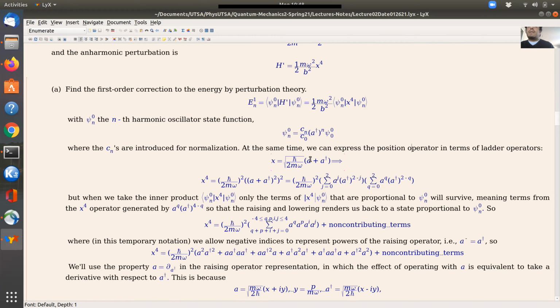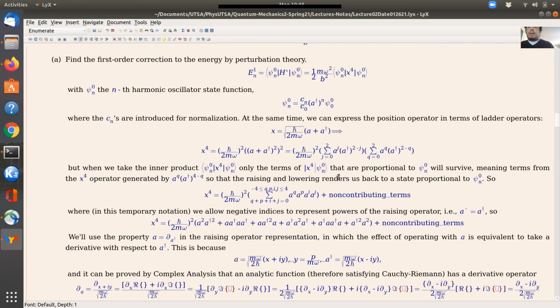This you already know. If you add the lowering operator with the raising operator, and then you have the factor, you can get x. So x to the fourth would account for this operator to the fourth power. So that's why you have this squared, and then you square the square to account for the fourth power. This is multiplying a plus a dagger squared with itself.